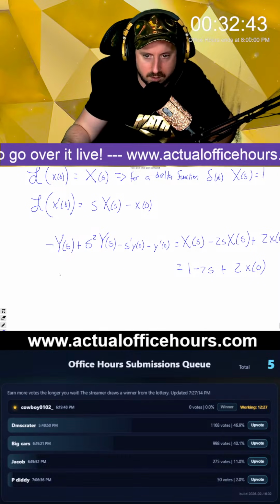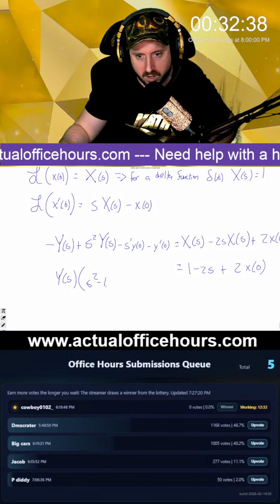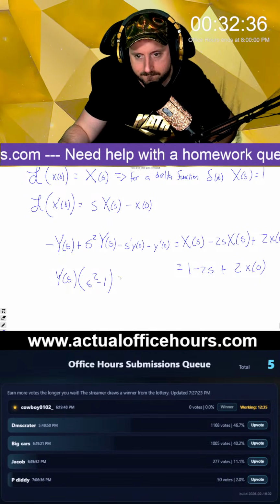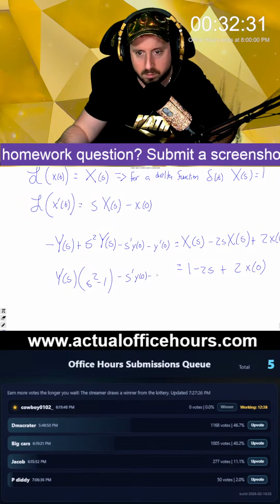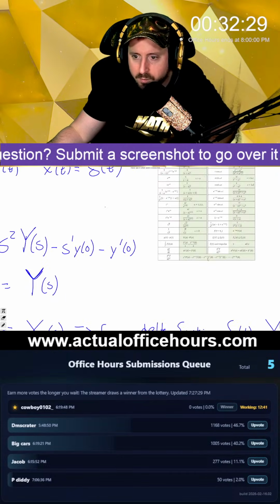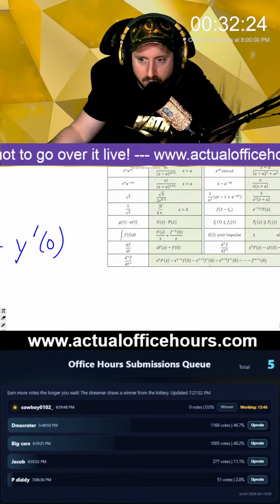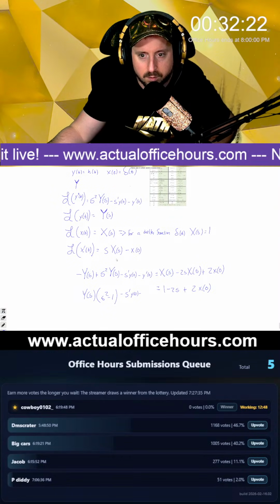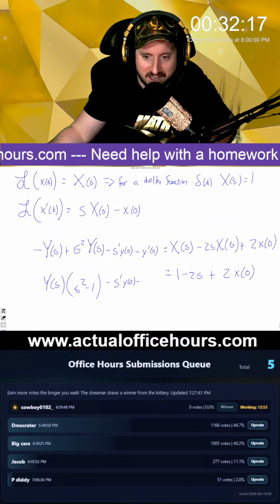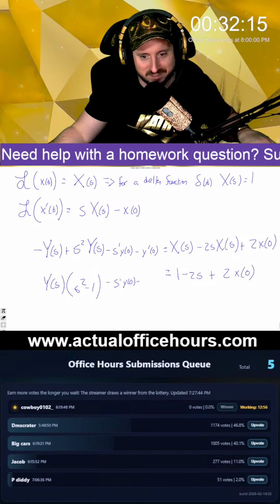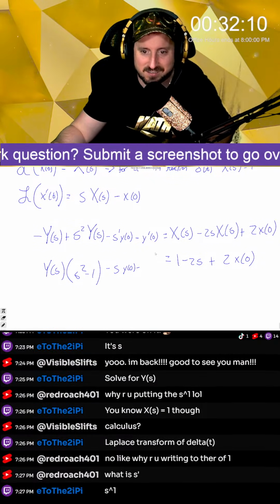And then this is y of s squared minus 1 minus s prime y of 0. Wait, sorry, is that s prime? Did I have that right? No, it's not s prime. What am I saying s prime for? Sorry. Yeah, it's not s prime. It's just s. I'm getting my primes and my ones mixed up. Damn it. Okay.